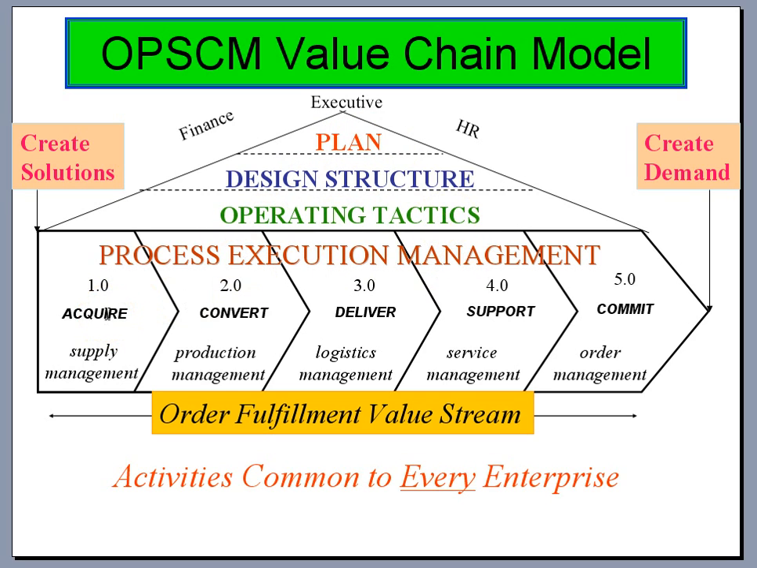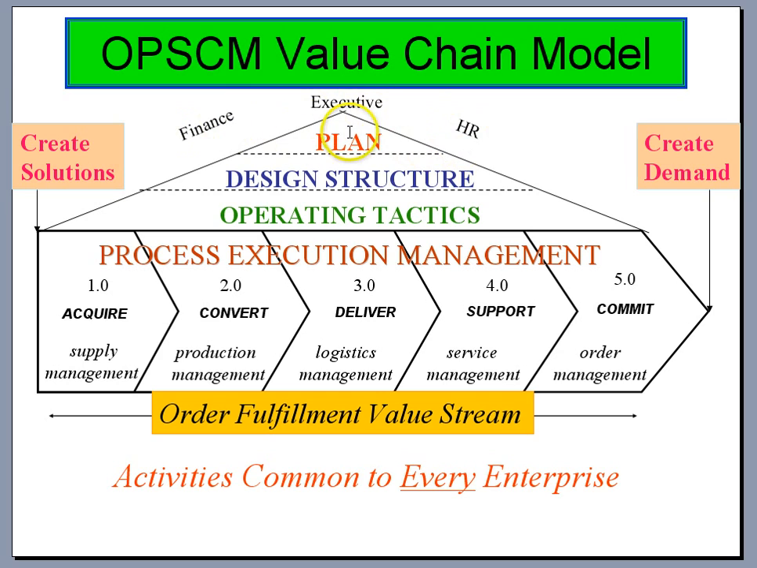It takes the SCORE and the Porter model execution processes. For purchasing, it's now called the acquire process. Manufacturing is conversion, logistics is the deliver process, support is service management, and order management is the commit process. And it sandwiches all that in between creating demand, which is marketing and sales, and creating solutions, which is R&D. And it also connects to the rest of the organization inside for support.